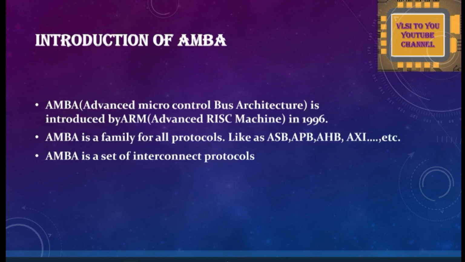Right now, as I told you, it is part of the AMBA architecture. AMBA architecture is a set of interconnect protocols. Basically, we have two kinds of protocols: communication protocols and interconnect protocols. The AMBA architecture consists of a set of interconnect protocols like APB, AHB, ASB, AXI. All these are interconnect protocols. APB is an interconnect protocol because we use it to connect various peripheral devices. That is why it is an interconnect protocol.